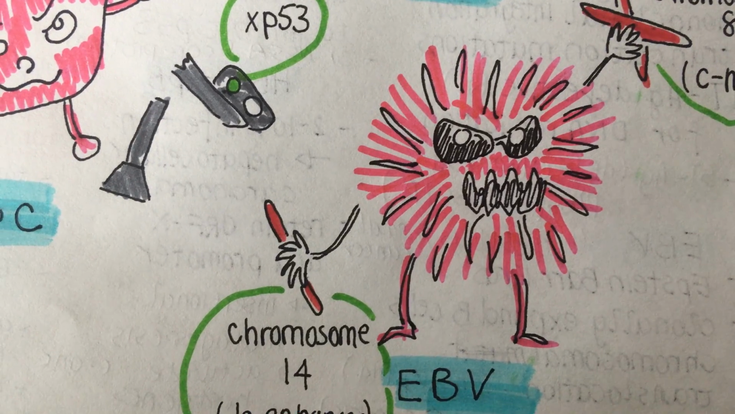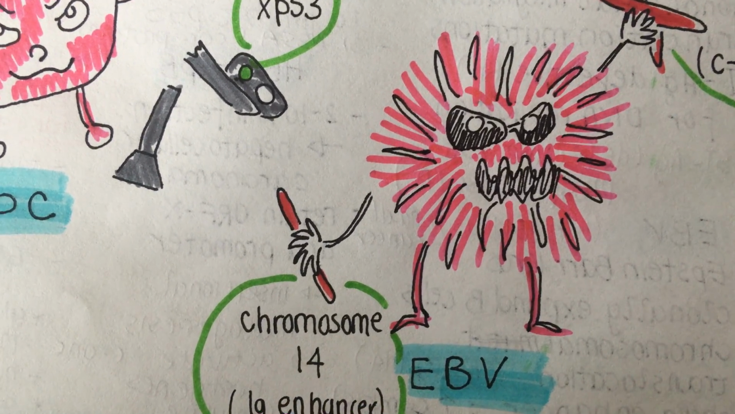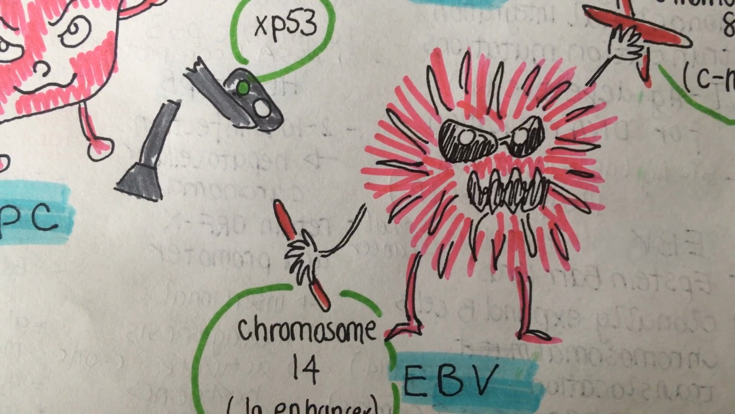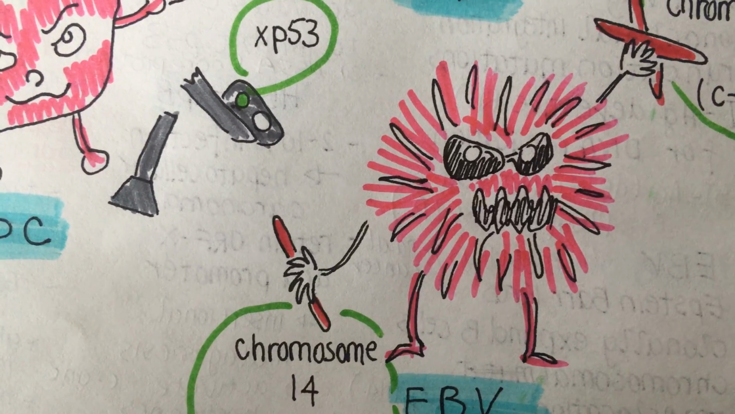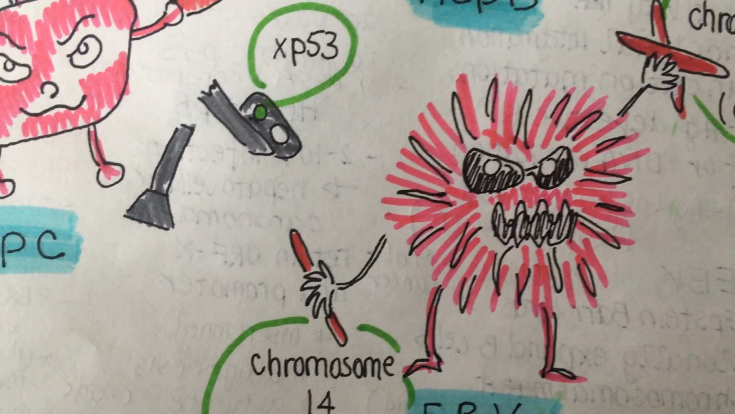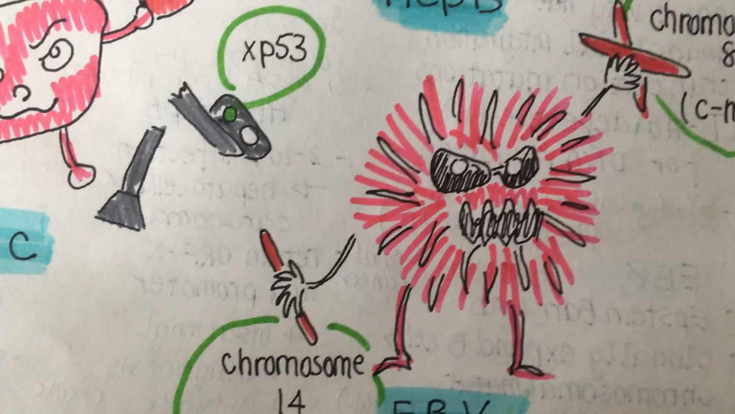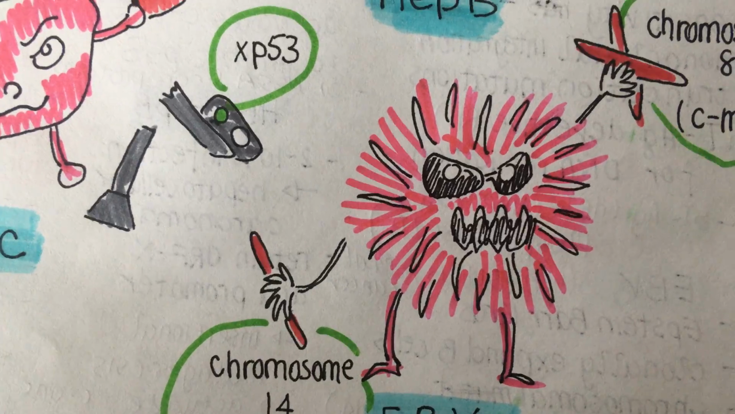EBV, Epstein-Barr virus, is a double-stranded herpes virus that can cause nasopharyngeal cancers. EBV promotes translocation of chromosomes 8 and 14, combining the immunoglobulin heavy chain enhancer on chromosome 14 with the cellular oncogene c-MYC. Overactivation of c-MYC stimulates cells to enter the replication cycle.